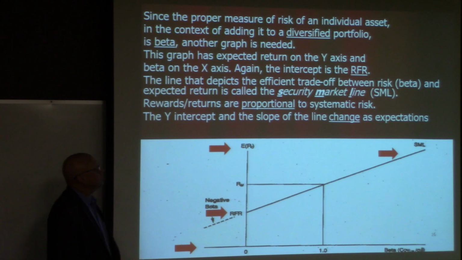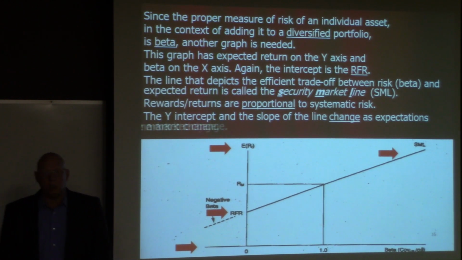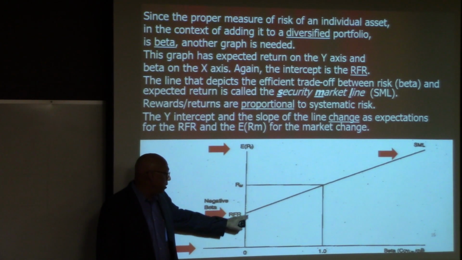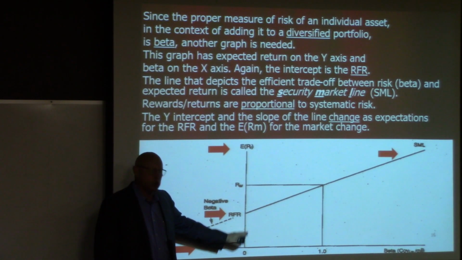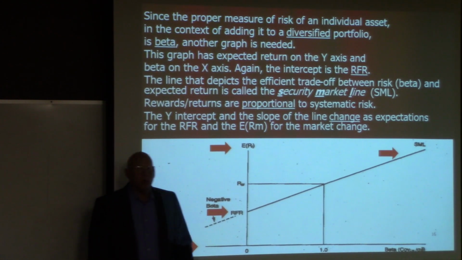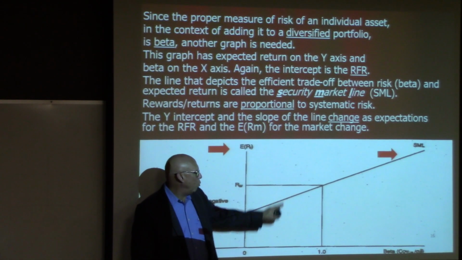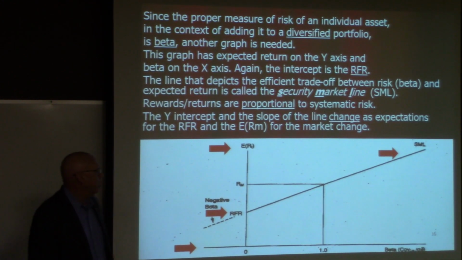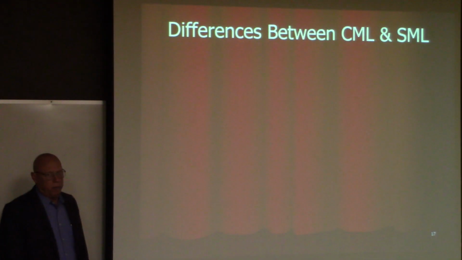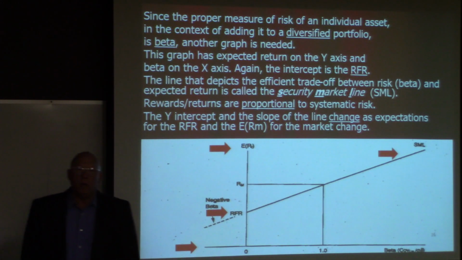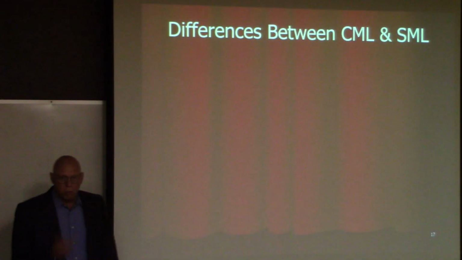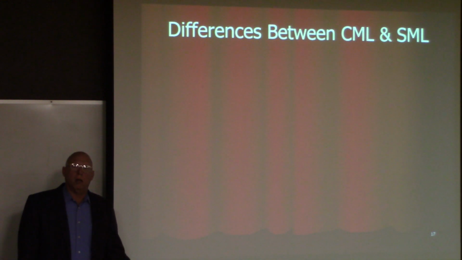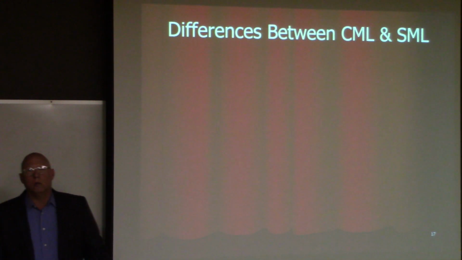The y-intercept and the slope of the line will change as expectations for the risk-free rate change. So where the intercept is depends on what's going on with interest rates. And the slope of the line depends on what the market is paying in terms of return for the additional beta. All right, so we've got a lot of lines. Let's look at the two main charts that we discussed in Chapter 7: the CML, the capital market line, and the SML, the security market line.